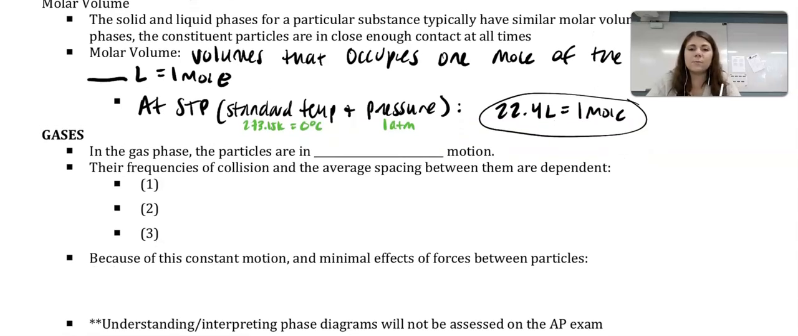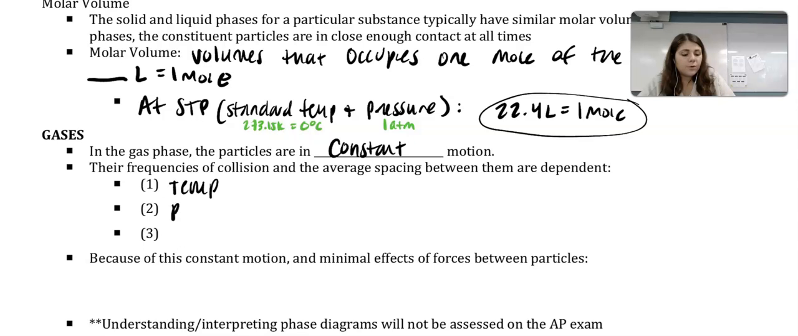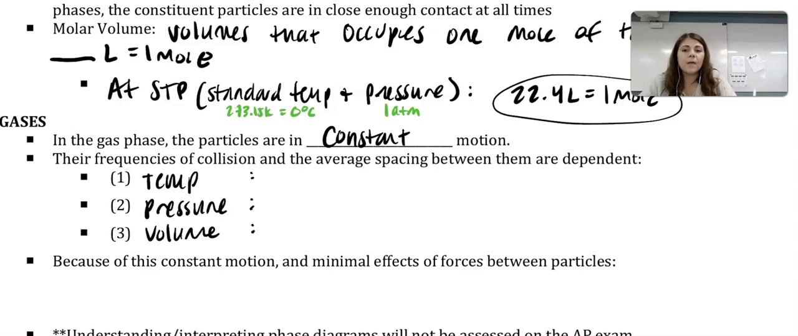All right, gases. In the gas phase, the particles will be in constant motion. So their frequencies of collision and average spacing between them are dependent on 3 things: temperature, pressure, and volume. Let's talk about how all of these will be affected. How are collisions affected with temperature? Well, if we increase the temperature, we're going to be increasing the speed of our particles. So this will increase the number of collisions between those particles.